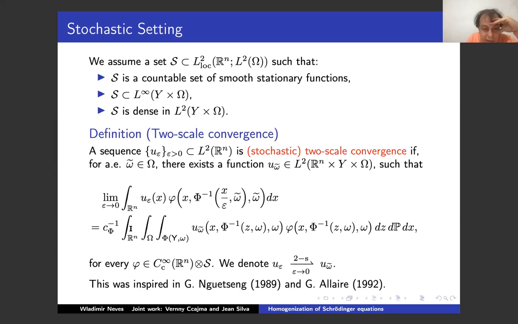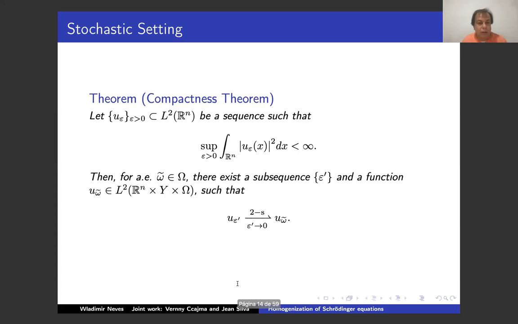This limit exists and is given by this expression, okay? So two-scale convergence appears exactly in the homogenization theory. Related to this two-scale convergence, you have this compactness theorem, which tells you that if your sequence in L2 is uniformly bounded in L2 with respect to epsilon, then you could extract a subsequence, denoted here by epsilon prime, and there exists a function U tilde such that this U epsilon converges two-scale to this U tilde.